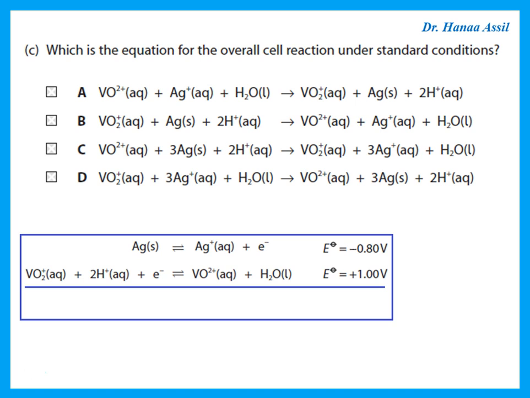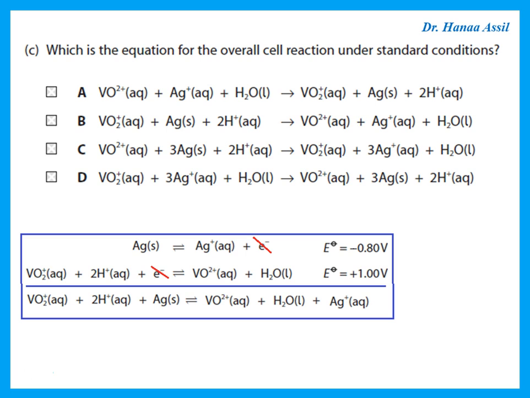Now we can add them together in order to get the overall cell reaction. How do we add these two half equations? We cancel the electrons on both sides of the arrow, and we add up whatever is before the arrow to give whatever is after the arrow. So this is the final overall cell reaction.